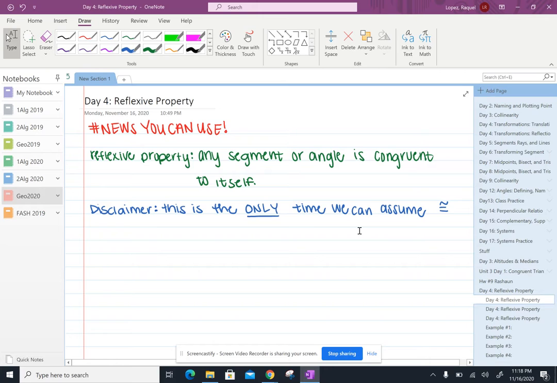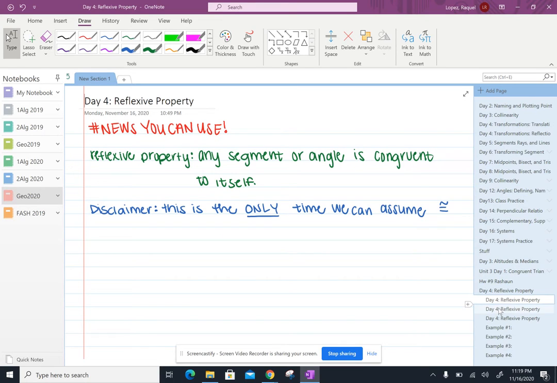So the reflexive property basically states any segment or angle is congruent to itself. And there's a disclaimer, and this is the only thing that we can assume congruency for in a diagram. So let's take a look at an example that uses the reflexive property. Now, if you need to pause the video to finish writing, go ahead and pause the video now.